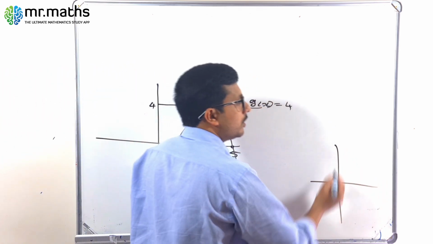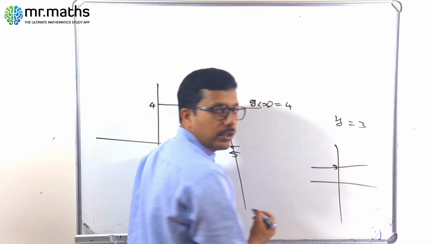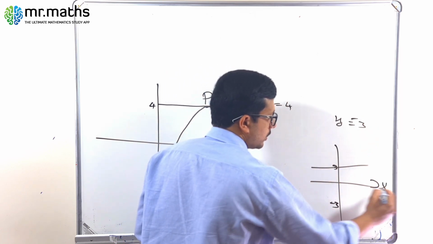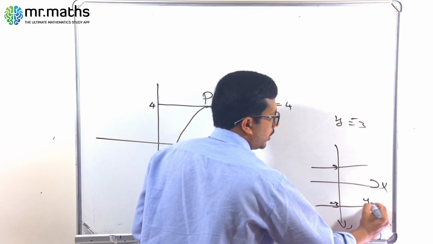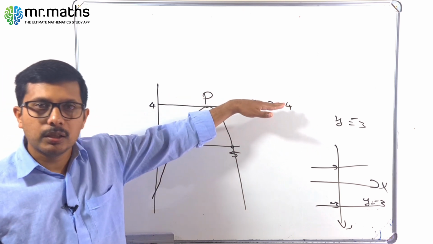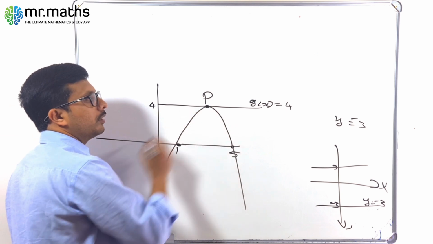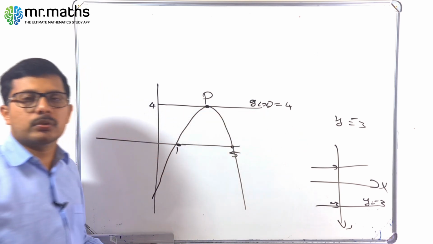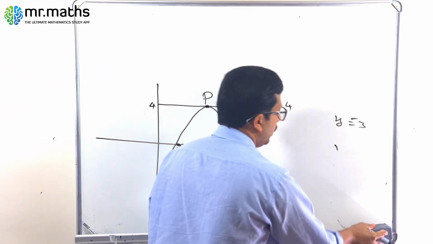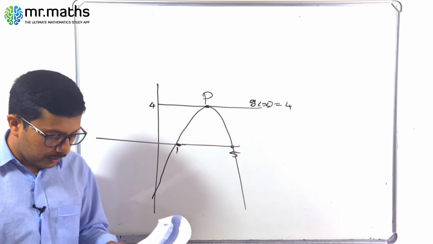If I want to draw y is equal to 3, how can I draw? I have to find 3, and this is y is equal to 3. y is equal to minus 3. I have to find where is y is minus 3. This is the x-axis, this is the y-axis. Then this is y is equal to minus 3. Similarly, g of x is equal to 4 is a tangent passing through the turning point P of the parabola. So it means this point is the turning point and this line passes through the turning point and it's a tangent. So it touches only once.